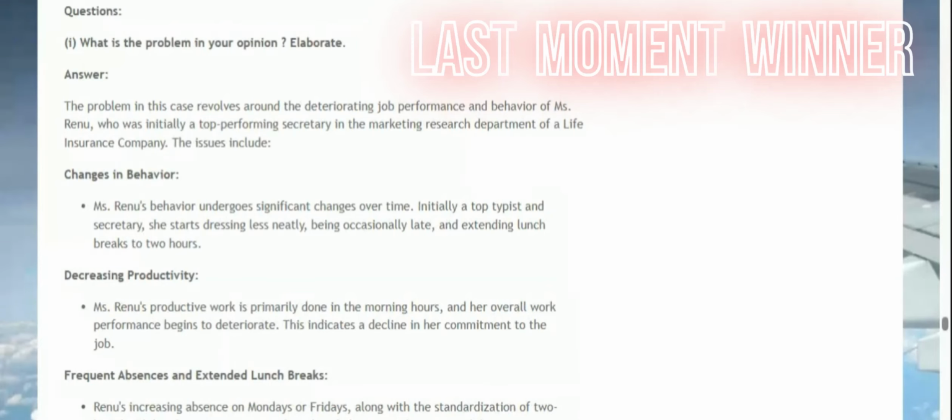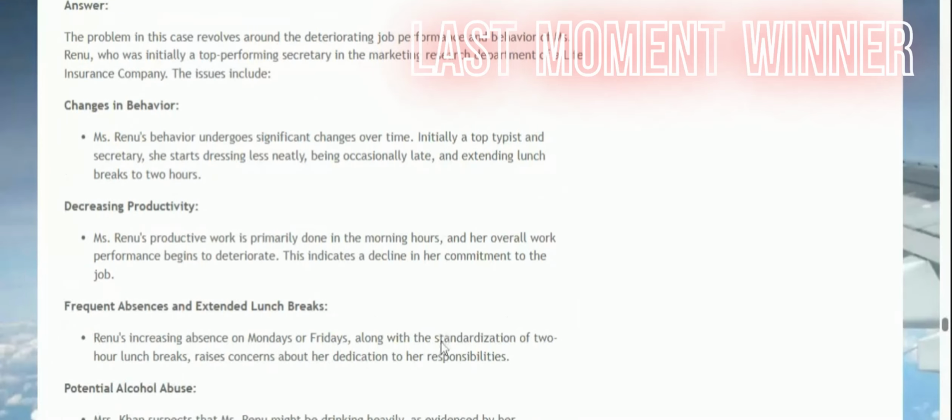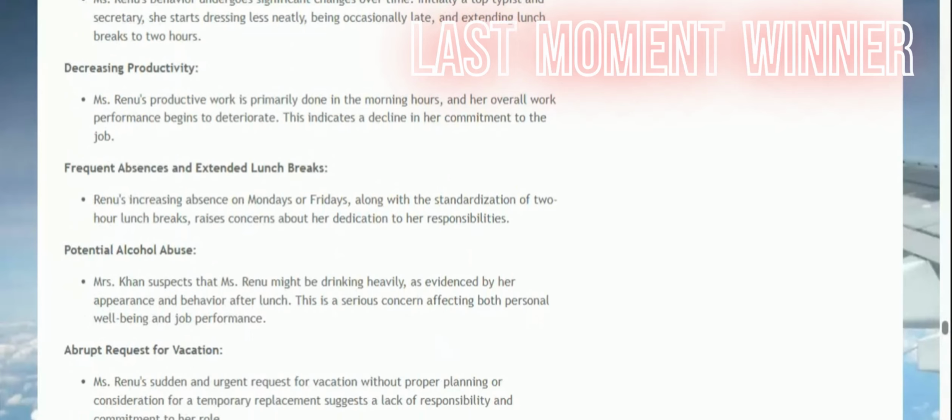Initially a top typist and secretary, she starts dressing less neatly, being occasionally late, and extending lunch breaks to 2 hours. Decreasing productivity. Ms. Renu's productive work is primarily done in the morning hours, and her overall work performance begins to deteriorate. This indicates a decline in her commitment to the job. Frequent absences and extended lunch breaks. Renu's increasing absence on Mondays or Fridays, along with the standardization of 2-hour lunch breaks, raises concerns about her dedication to her responsibilities. Potential alcohol abuse.